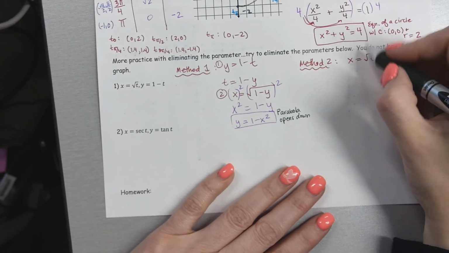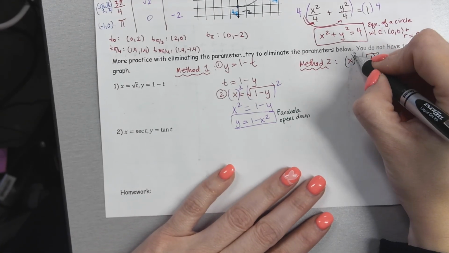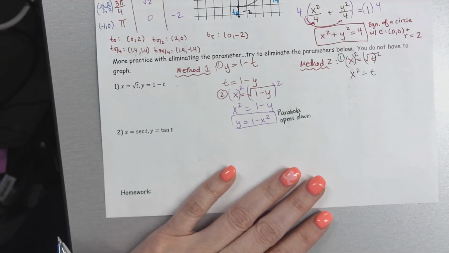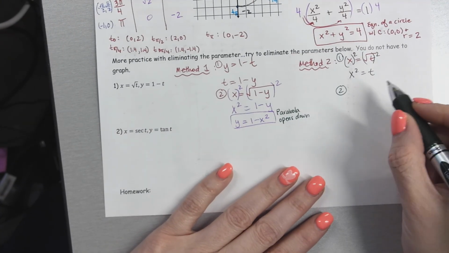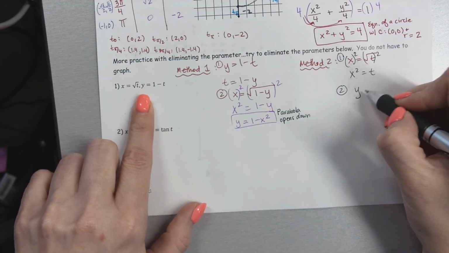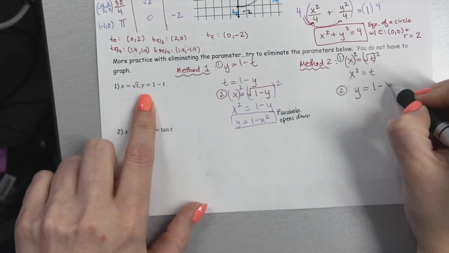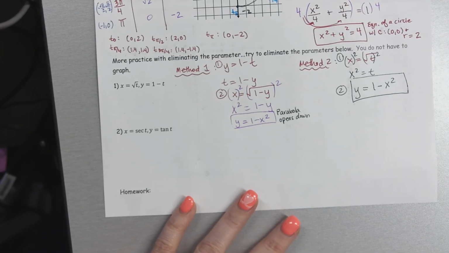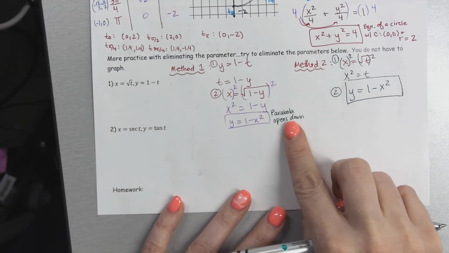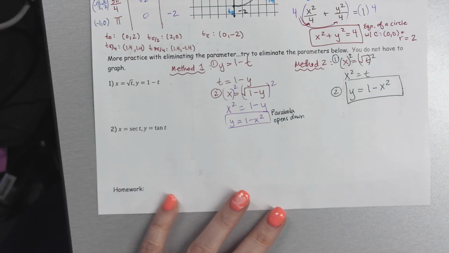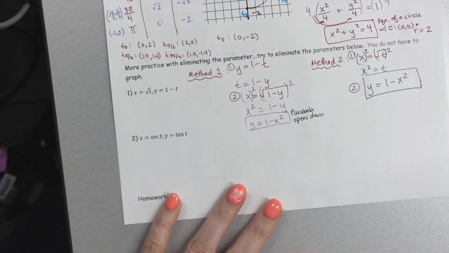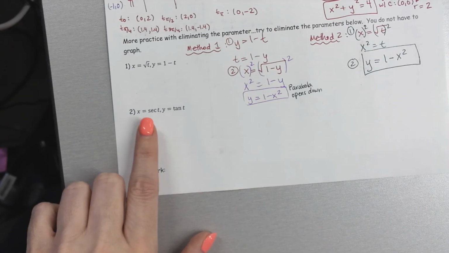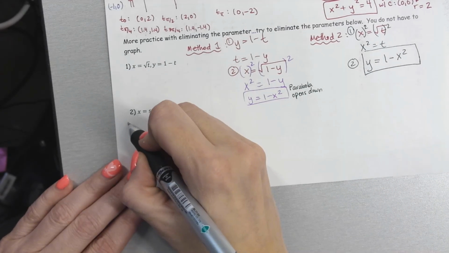If you chose this method, when you solve for t, you end up squaring at this step. So this is step 1, getting t by itself. Step 2 is plugging it into the other equation, y equals 1 minus x squared. Either way, you're going to get the same one. So there are some of them where you can choose your favorite.